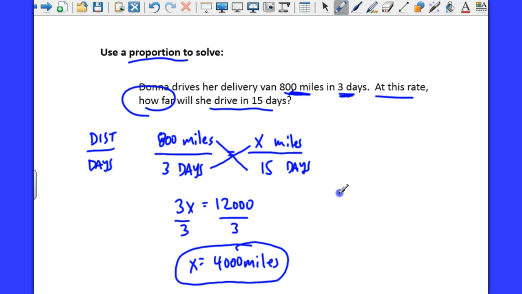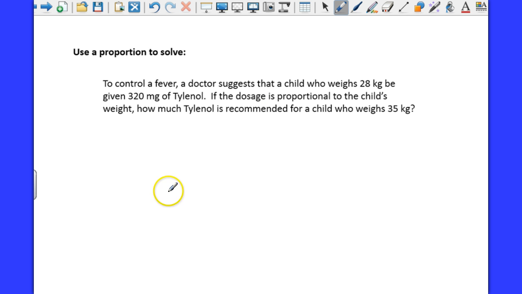All right, so that's a basic proportion. But as you do proportion problems, would you please write the labels in the problem so when I look at it, I can know exactly where things are and why you set them up the way that you did. That would be very helpful for me. All right, another proportion problem.